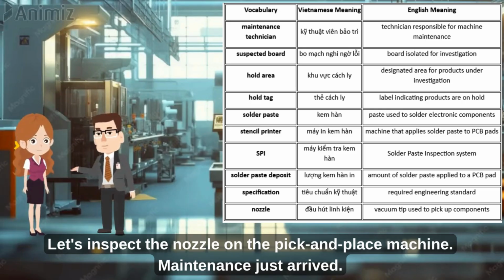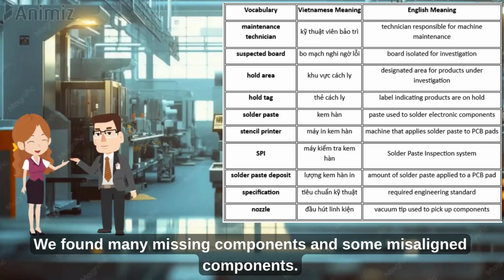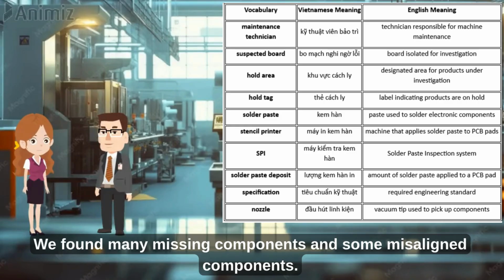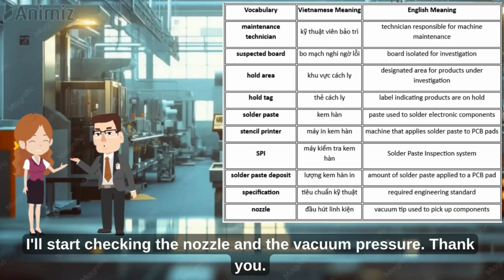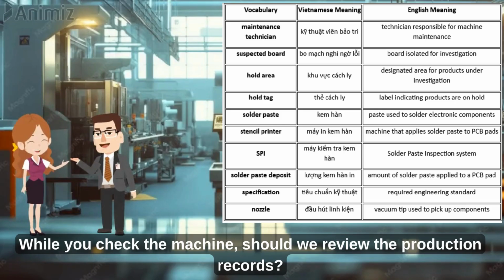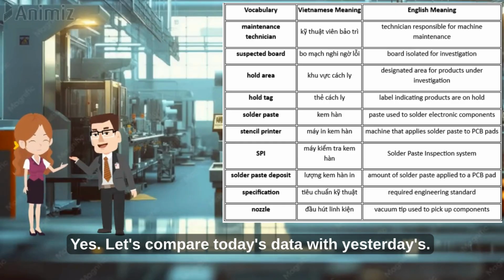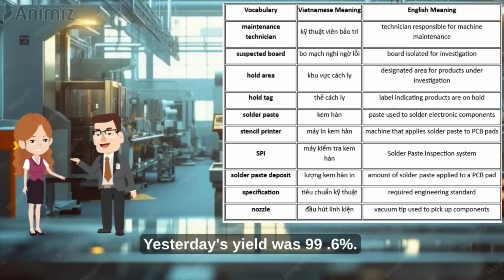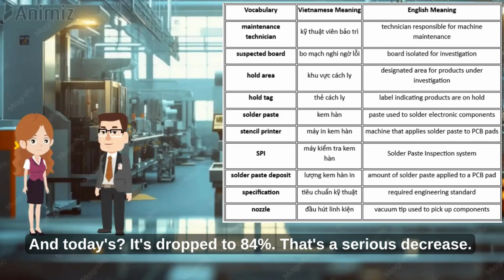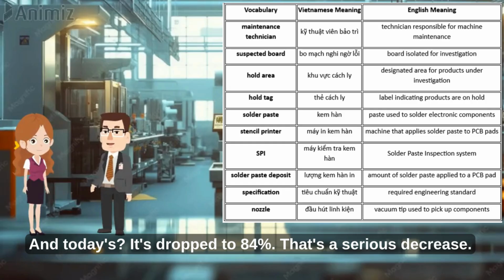Maintenance just arrived. Hi, we need your help with an urgent inspection. We found many missing components and some misaligned components. I'll start checking the nozzle and the vacuum pressure. Thank you. While you check the machine, should we review the production records? Yes, let's compare today's data with yesterday's. Yesterday's yield was 99.6%. And today's? It's dropped to 84%. That's a serious decrease.